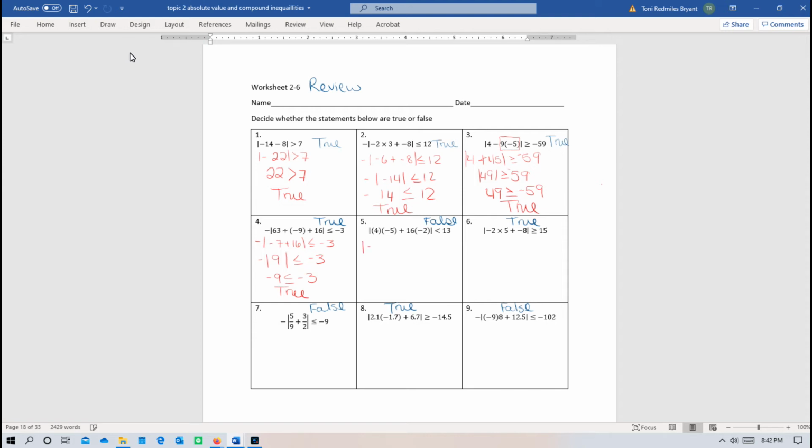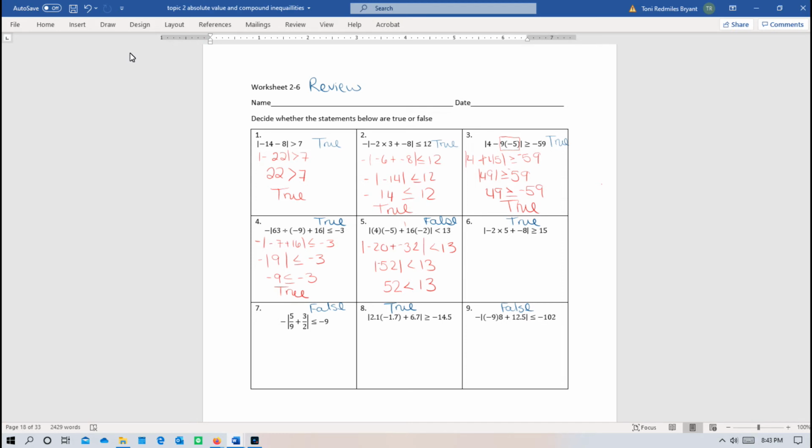All right, so I'm going to do this math on the inside. I'm going to get two negative numbers, and I'm going to accumulate my debt. It's going to be a negative 52, that's going to come out of the absolute value as positive. And this is not true. 52 is not less than 13, so this is a false statement.